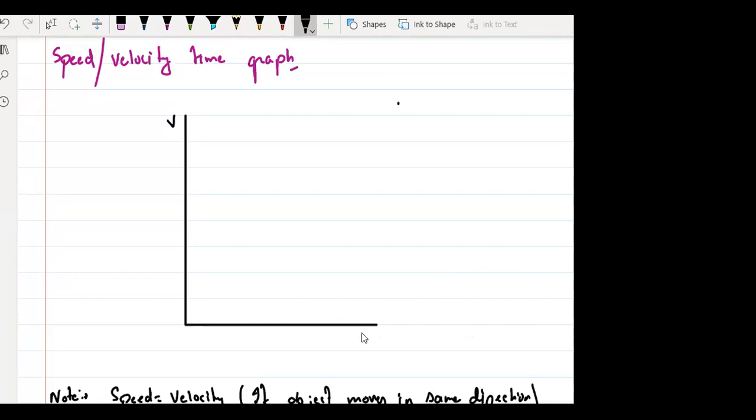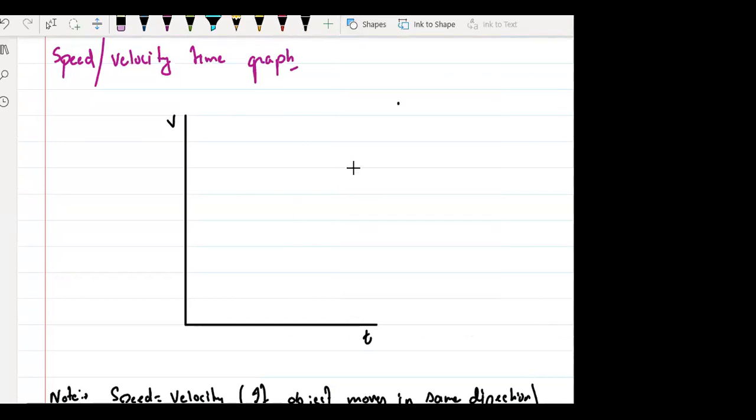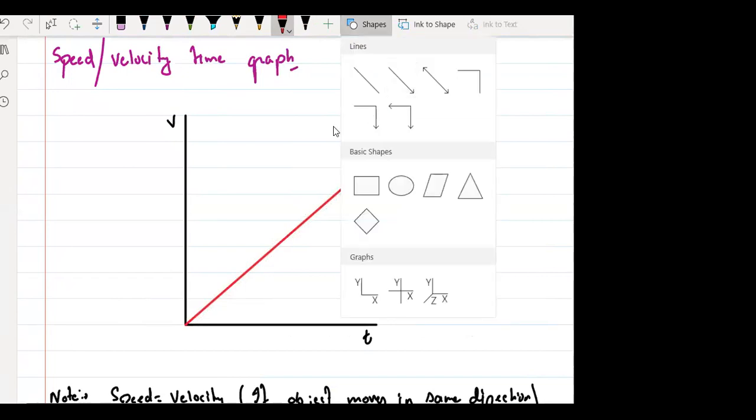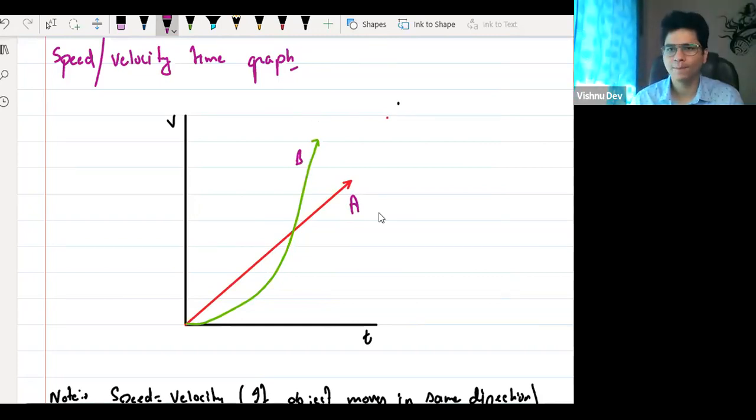So this is the velocity, this is the time. Now, let us take two graphs, everyone. So this is your first graph. Okay, and suppose this is your second graph, right? This is graph A, this is A, this is B. Now tell me, what can you comment on the motion of A? What kind of motion is A?